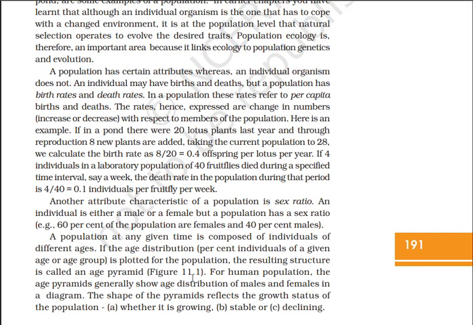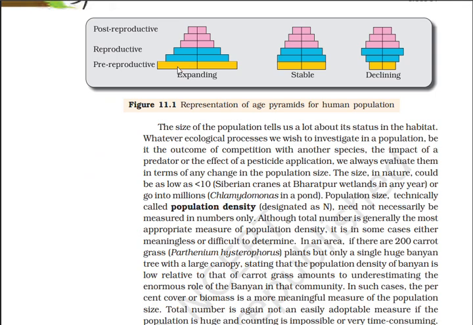For the human population, the age pyramid generally shows the age distribution of males and females in a diagram. The shape of a pyramid reflects the growth status of the population: A, whether it is growing, B, stable, or C, declining. The size of the population tells us a lot about its status in the habitat.